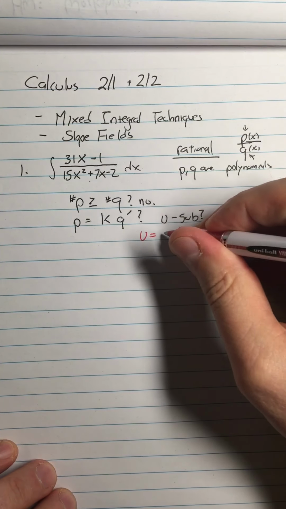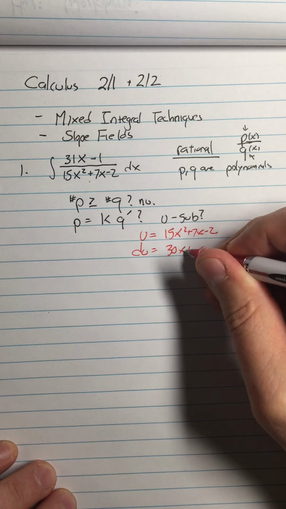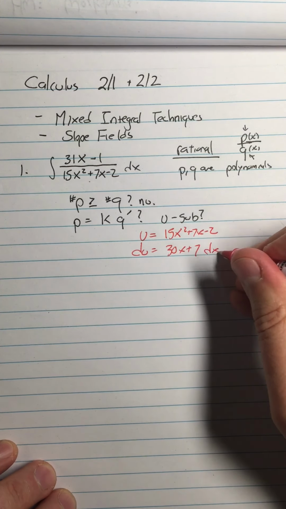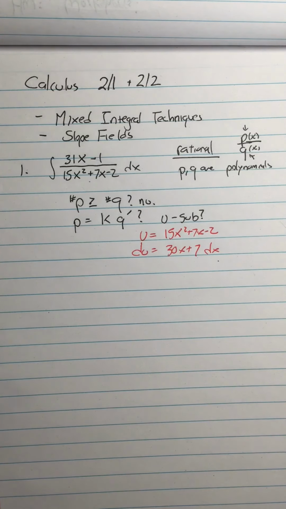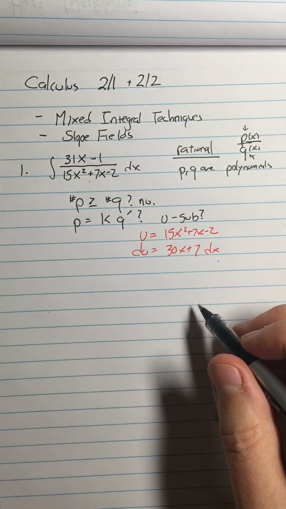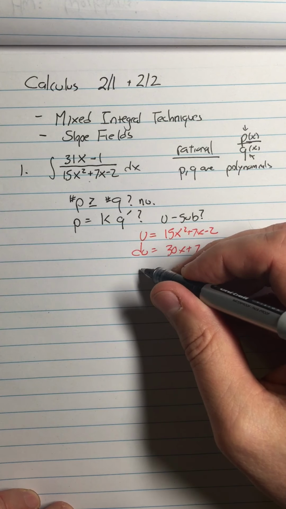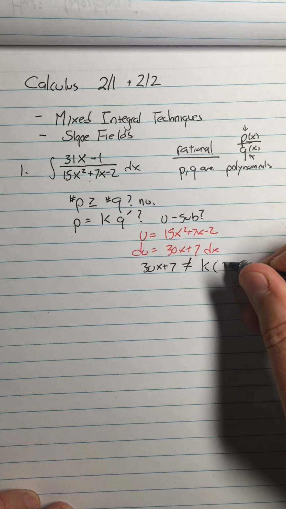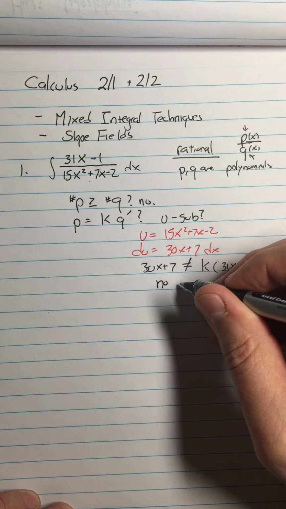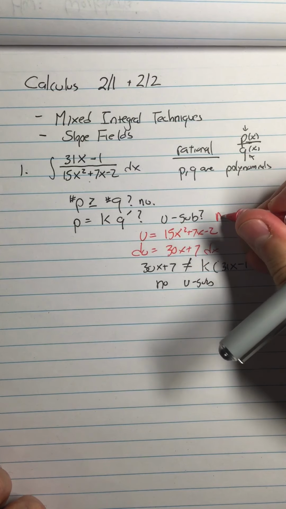To do u sub, you would always use u equals the denominator. That's the technique if we're going to do u sub on that. Then du would equal 30x plus 7. There's no way I'm going to be able to multiply or divide 30x plus 7 by something to get 31x minus 1. I could add and subtract things, but then you get the trouble that you have dx's and du's mixed, and we can't have that. So 30x plus 7 is not equal to some constant times 31x minus 1. That means we cannot do u sub, no u sub. So the short answer to this question up here is no.